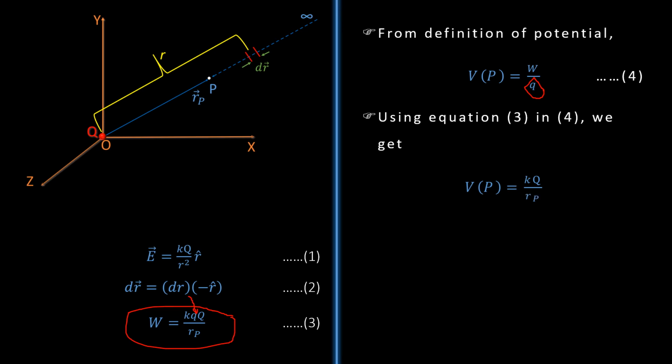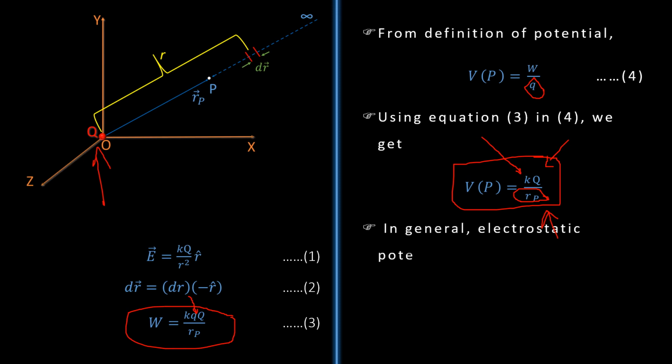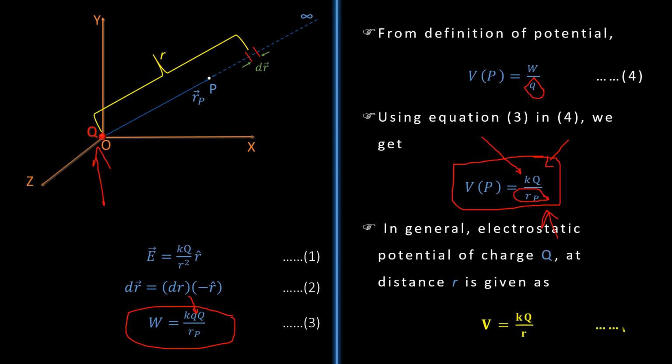Look at this quantity. It depends on the source charge, and it depends on the distance. So the potential of a point depends on the source charge and on the distance. One more quantity it depends on is k. What is k? 1 by 4 pi epsilon 0, which means it depends on the medium. If you place capital Q in some other medium, the potential will not be the same as what we get here. So in general, electrostatic potential is given as kQ by r.